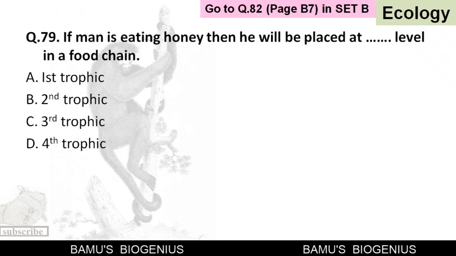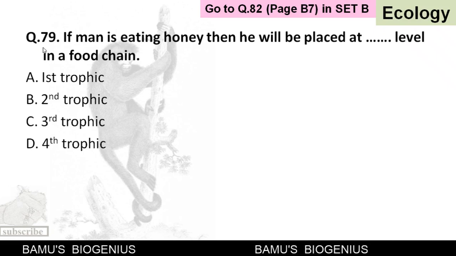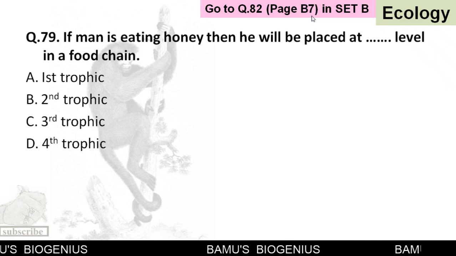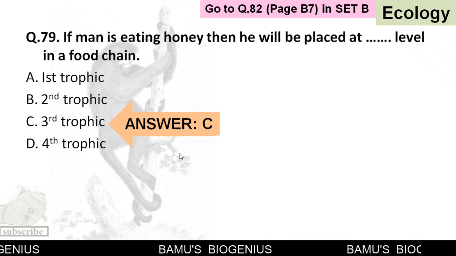This question is in set A number 79. In set B, it is question number 82 on page B7. So the answer is third trophic level. Answer is C.